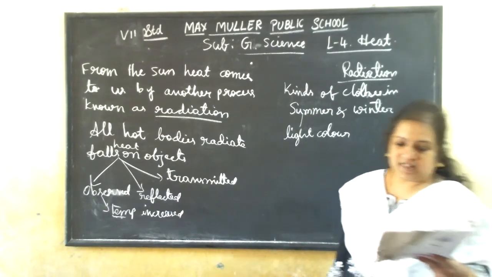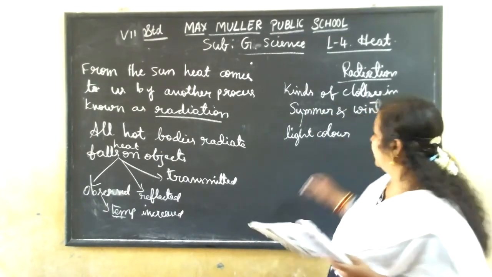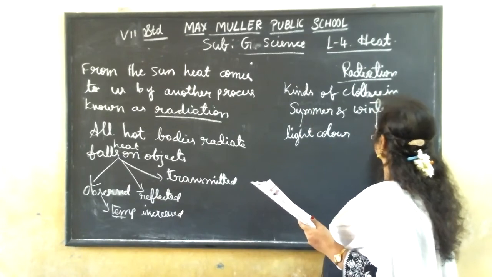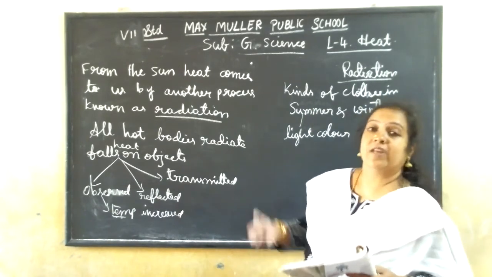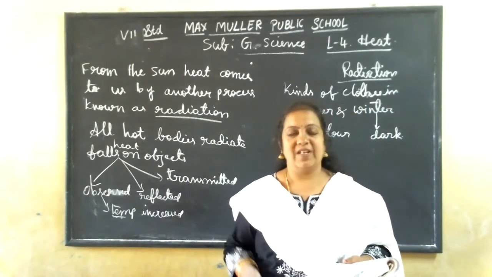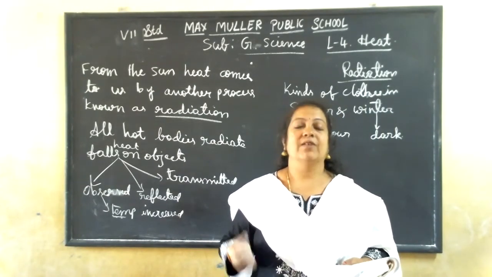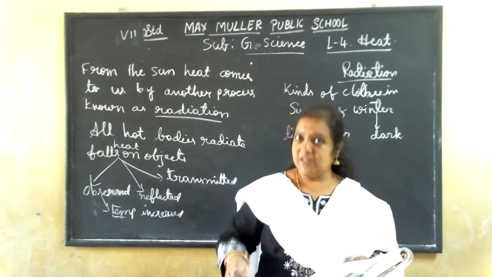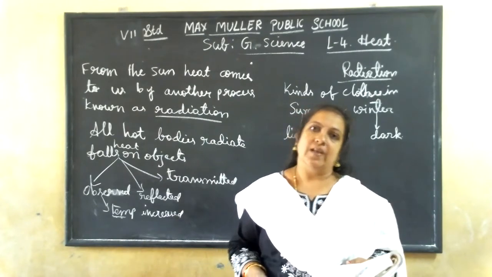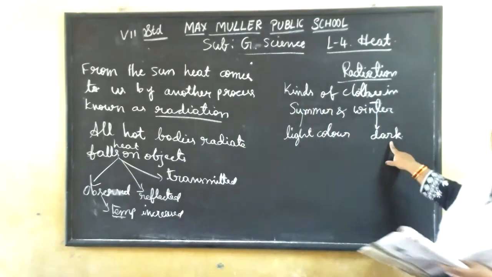Okay, see the clothes, and in winter we wear dark colored clothes. Why? Because in winter we need the warmth. We need more heat. That's why if you are wearing dark colored or black colored clothes, they will absorb more amount of heat. That's why in winter we will wear dark colored clothes.